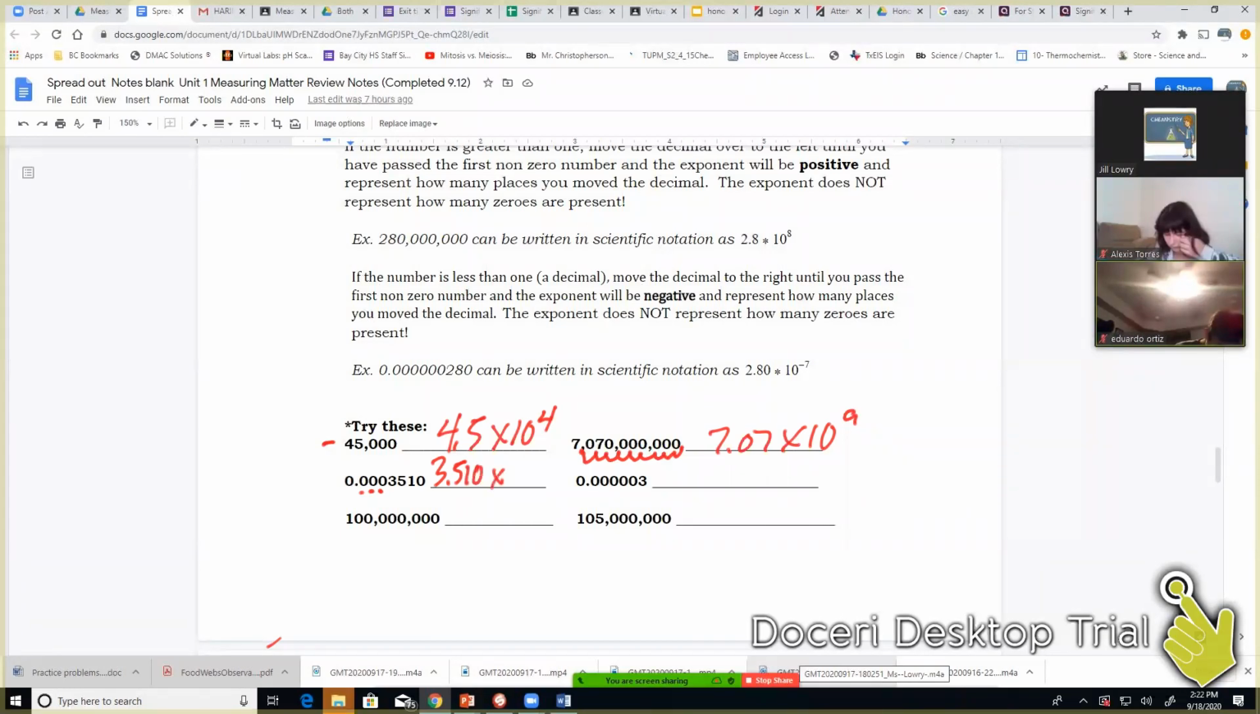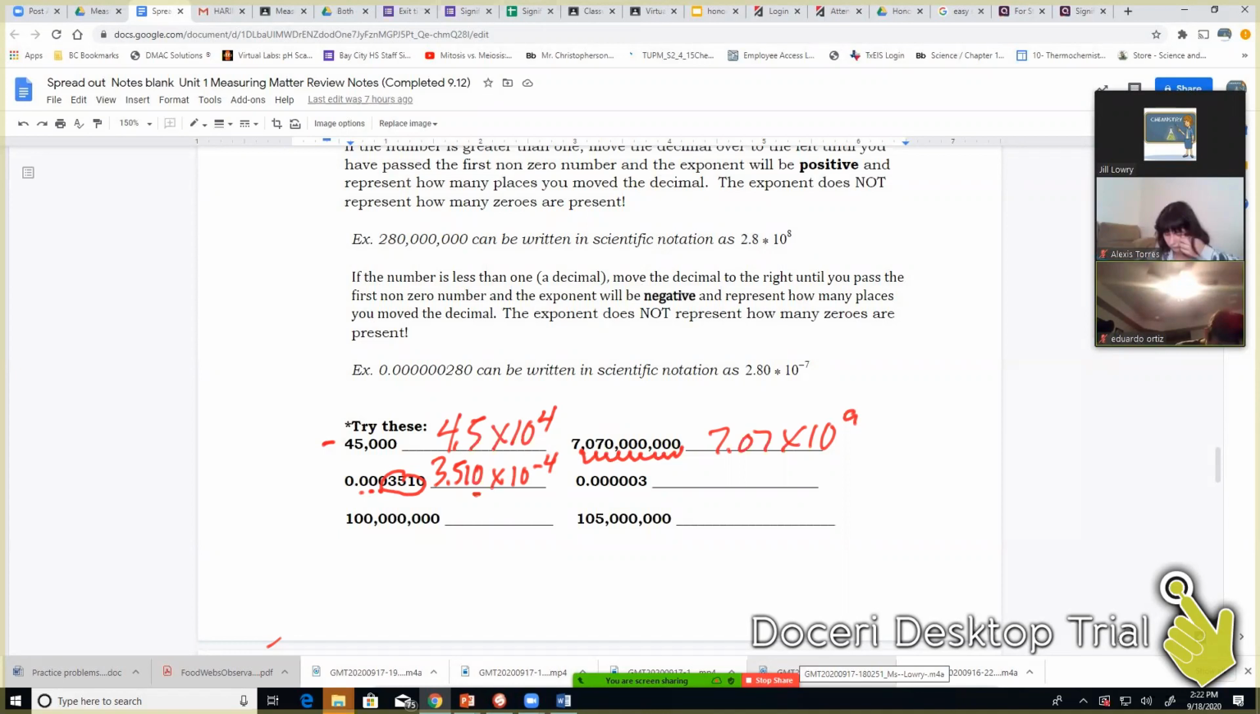Almost, except look, this would be a tricky one because those are my sig figs, so I would have to include that 0. If you didn't include that 0, it'd be wrong. This has 4 sig figs, so that had to have 4 sig figs.